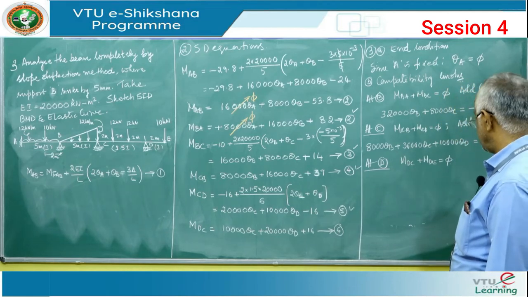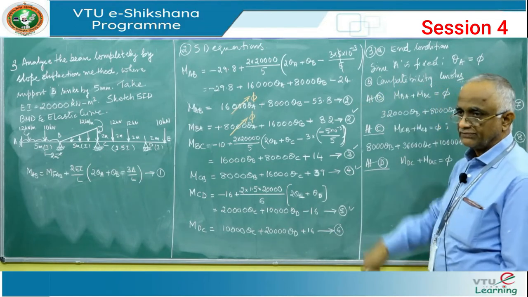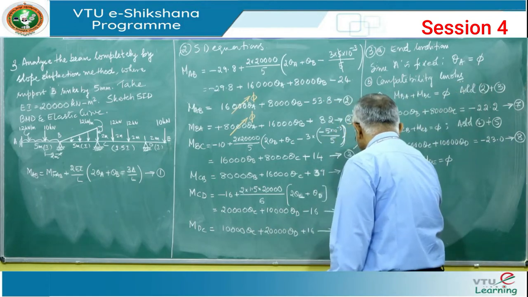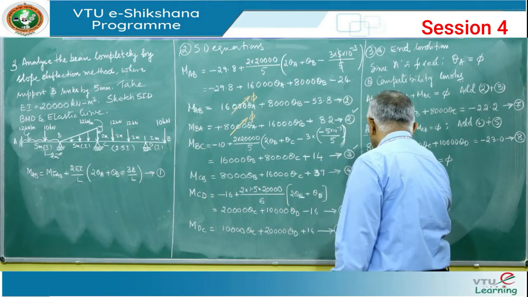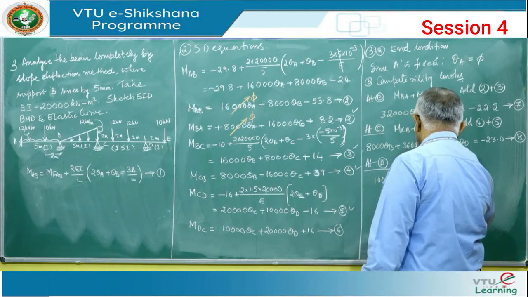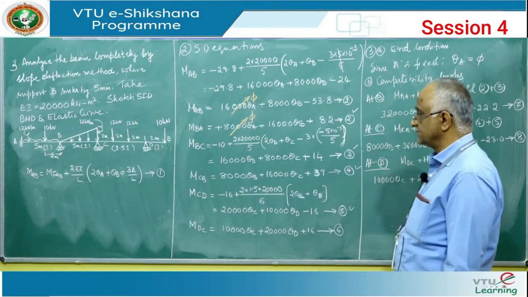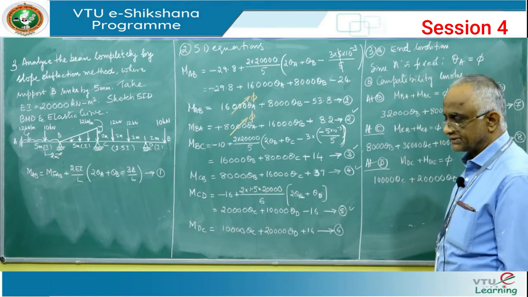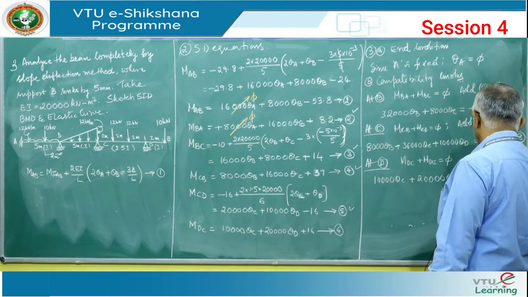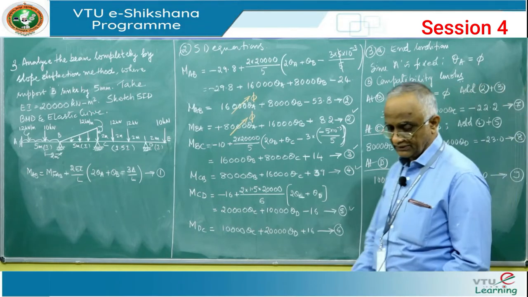So the MDC equation is there, whereas MDE we have found in the frictional moment, that the final moment is known. You can directly put them now. 10,000 theta C plus 20,000 theta D. Here plus 16, I think it is minus 20. So plus 16 minus 20 is minus 4. We'll transfer to the right hand side, it is plus 4. Take this as equation 9.